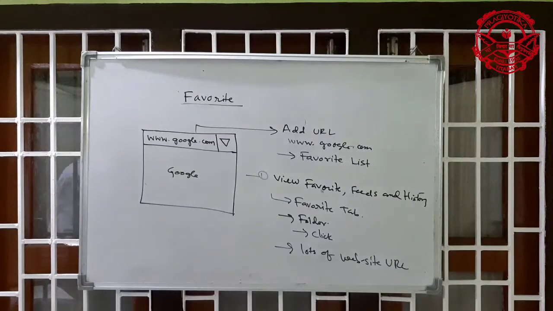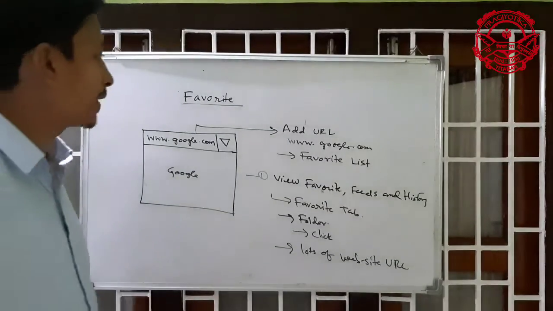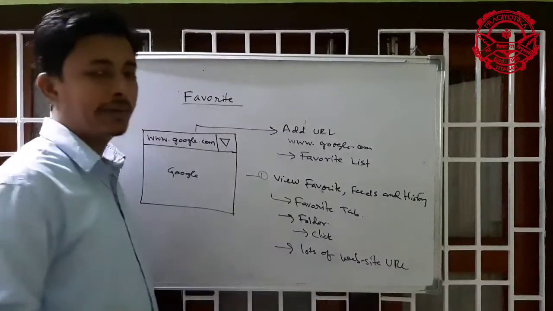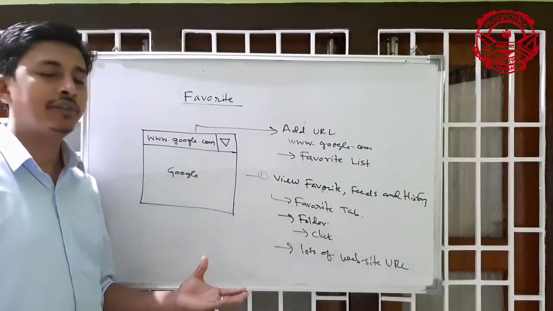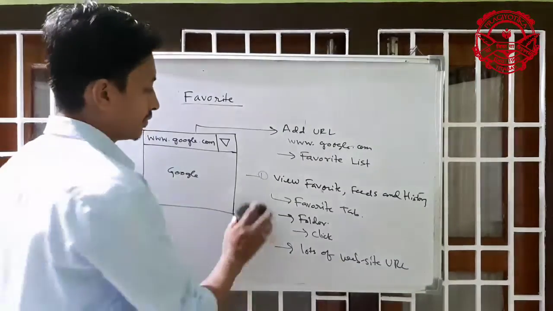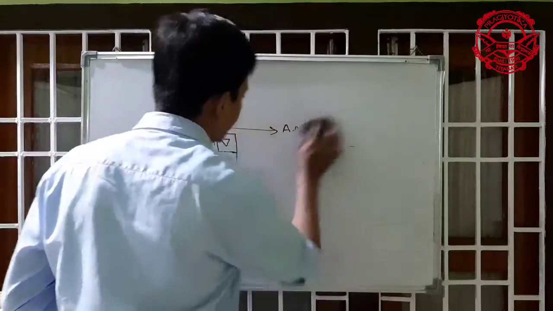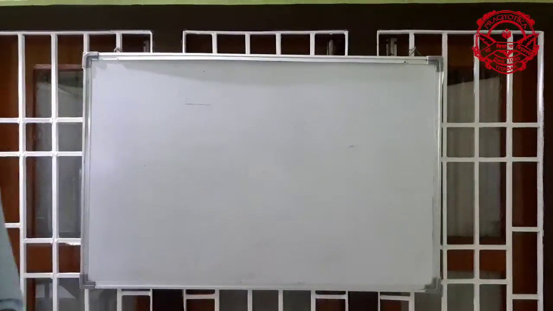Now, after that, you can see the next topic is history. So favorite list, I think you understand the favorite list. It will give the favorites of your list or of your websites. Next is history.